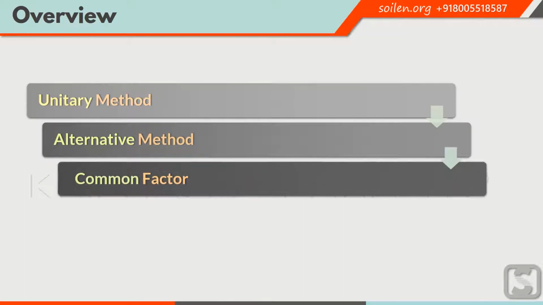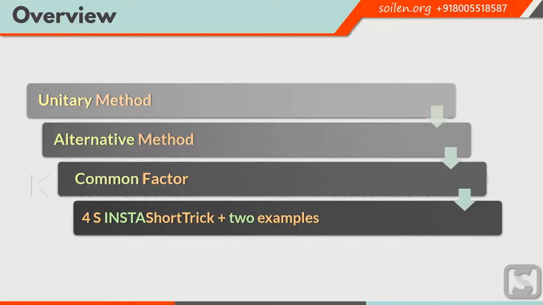First, we will solve the question using the unitary method. Then, we will try to solve with an alternative method. Next, we will solve the question using common factors. And, at the end, we will learn a time-saving Insta short trick. We will also do some practice and solve 2 more examples. So let us start. The question is given here.